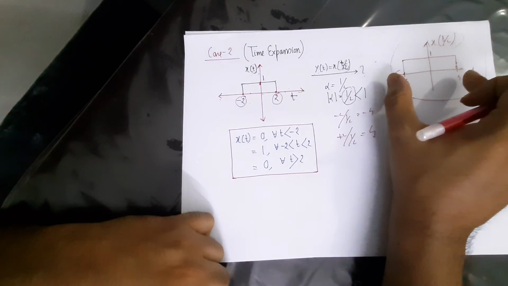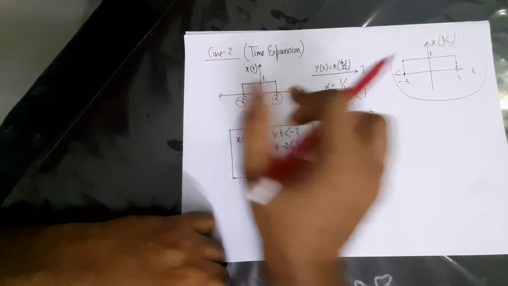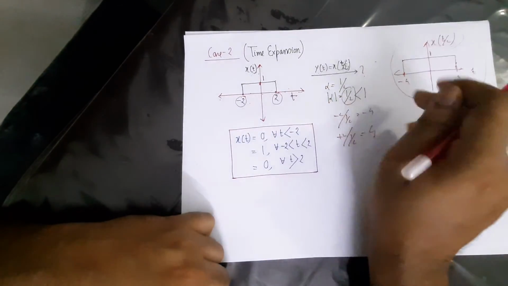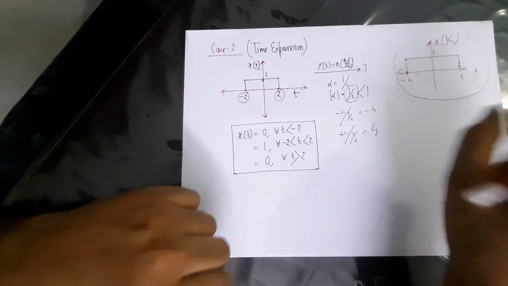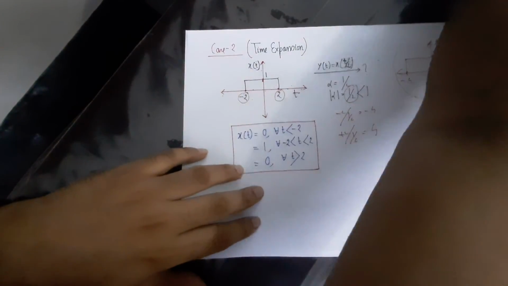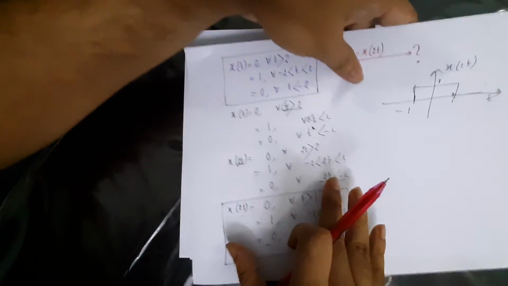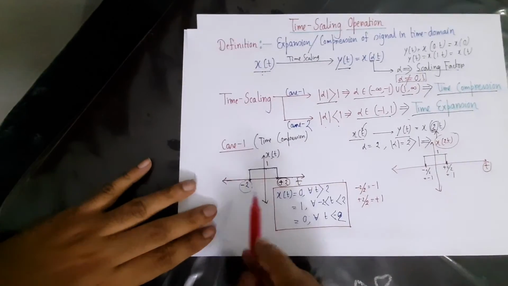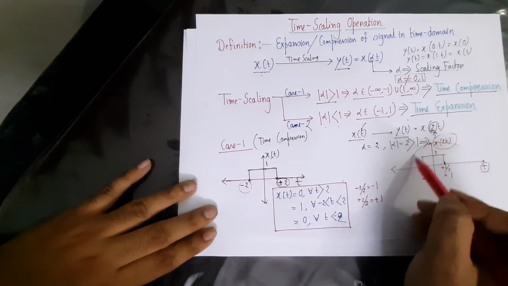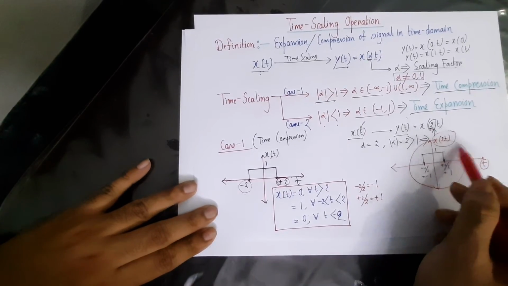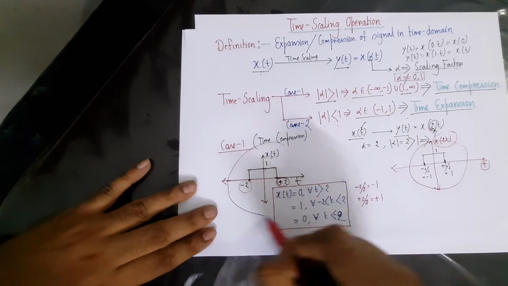And if you compare this signal with this signal, you observe that the signal has actually been expanded in the time domain. Clear? And similarly, in the last case, if you compare the parent signal with the obtained signal, you see that the new signal was actually compressed in the time domain. So that was the case of time compression.